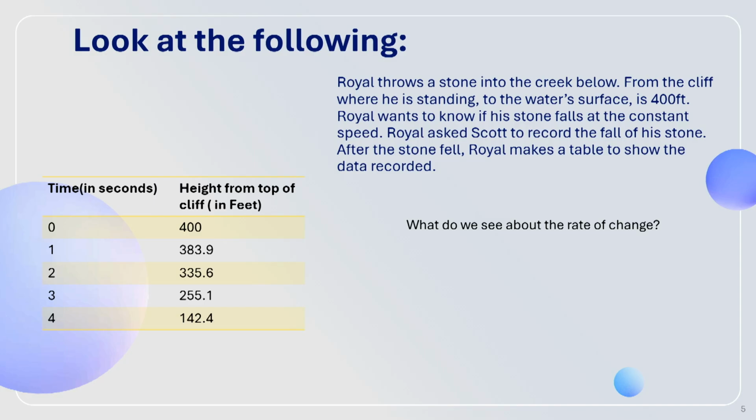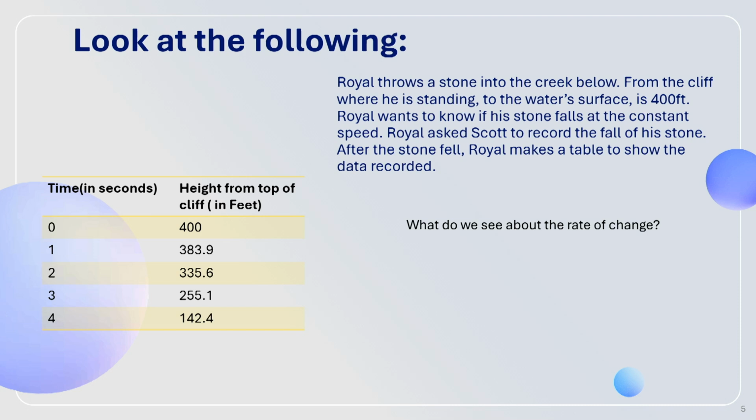It says, look at the following. Royal throws a stone into the creek below. From the cliff where he is standing to the water's surface is 400 feet. Royal wants to know if his stone falls at a constant speed. Royal asks Scott to record the fall of his stone. After the stone fell, Royal makes the table to show the data recorded.